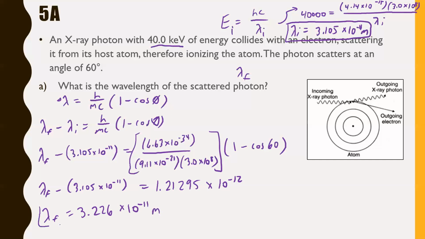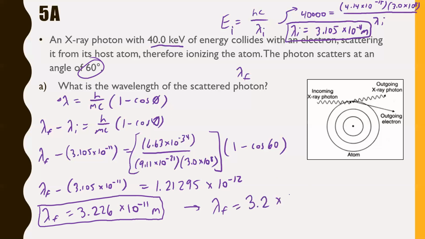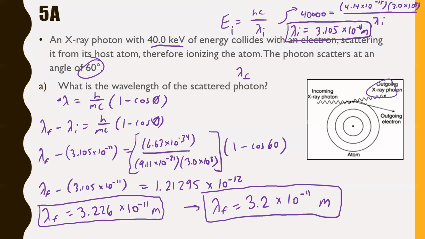That I will put a box around, even though it's not my final answer, because again, it is going to be useful going forward, but we need to round to our nearest sig digs here. There's only going to be 2 sig digs because of this 60 degrees. So lambda f is going to equal 3.2 times 10 to the negative 11 meters. That would be your final wavelength of that scattered outgoing X-ray photon.